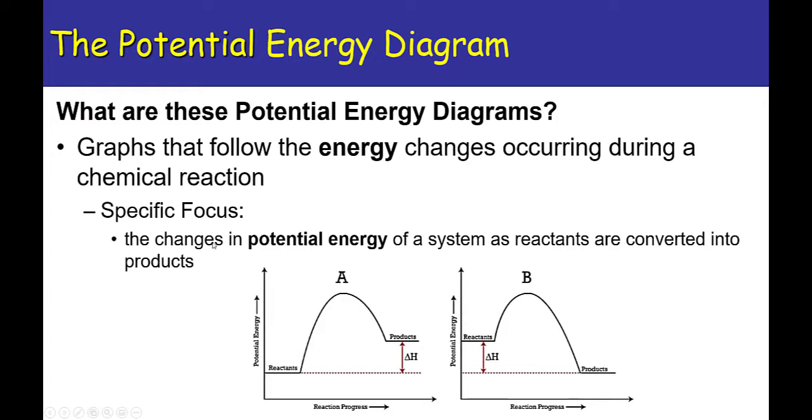So what are these potential energy diagrams anyway? Well, at their heart, and there are two examples down here, they're essentially graphs. And they are graphs that are going to follow the energy changes that are occurring as chemical reactions proceed. We will specifically be focusing on the potential energy of the system as our reactants get turned into products.